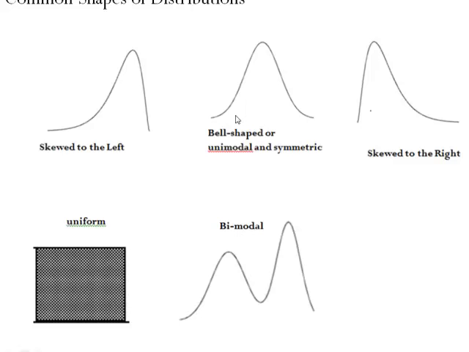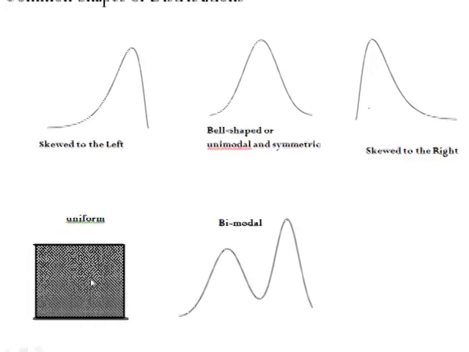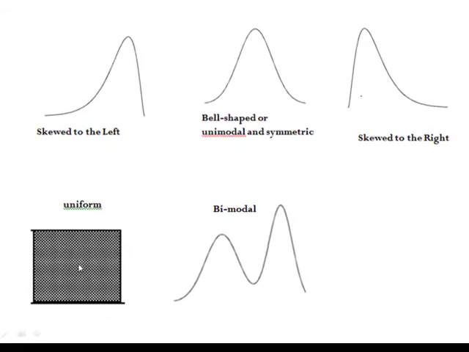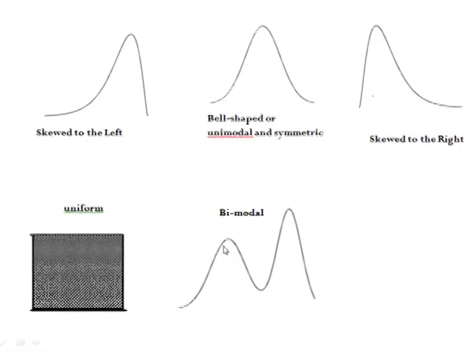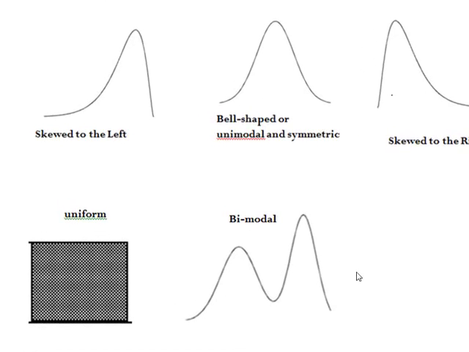So a distribution like this I would describe as either bell-shaped or unimodal and symmetric. Uniform distributions, all the values take on approximately the same frequency. And here this distribution, which appears to have two separate peaks, makes us think perhaps there's something going on in the data set, some sort of categorical variable that I might want to break my data down by to get better overall information about the data set.